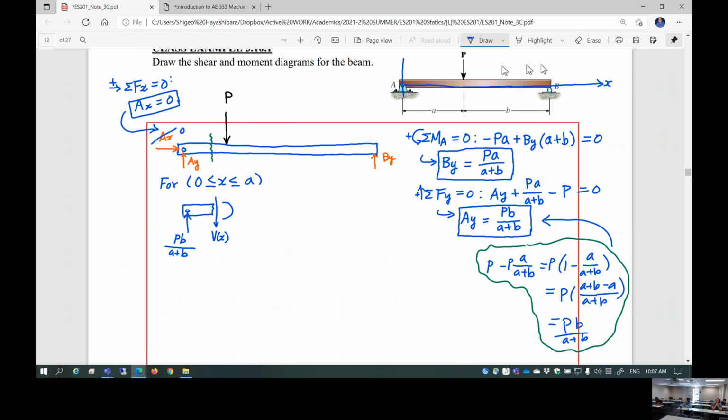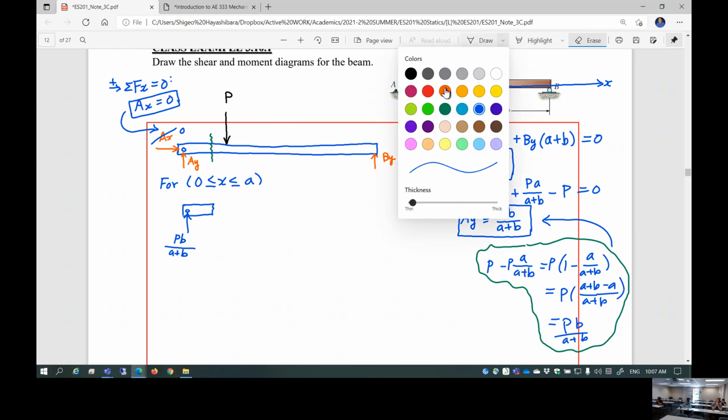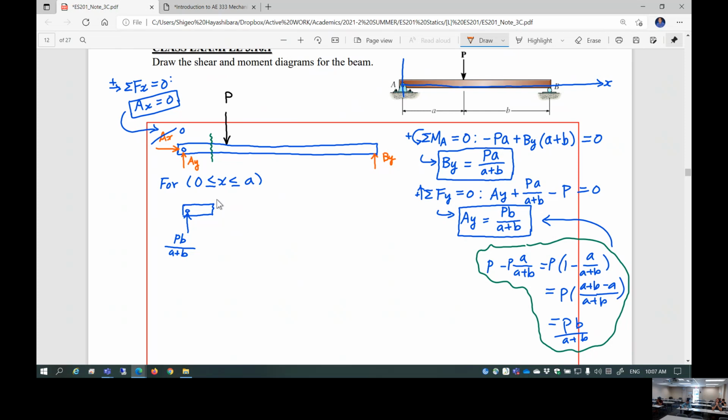This is internal, let me just change the color, sorry. So you're going to introduce internal shear, and I'm going to follow the sign convention, okay? So this is internal shear, a function of x. This is also internal moment, also a function of x, okay? Let's find out those two.